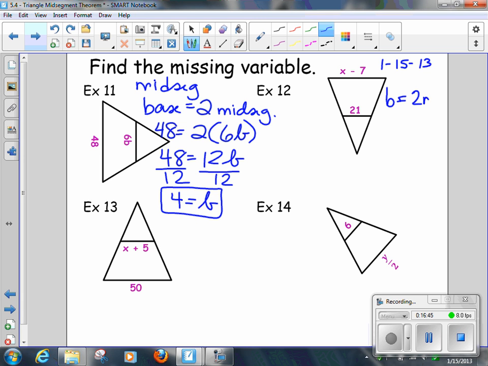Hey, the base is equal to 2 times the midsegment, right? Okay. What's the base in this picture? X minus 7. Don't put that parentheses there. X minus 7 is equal to 2 times who? 21. 2 times 21 is what? 42. Add 7. X is equal to 49.